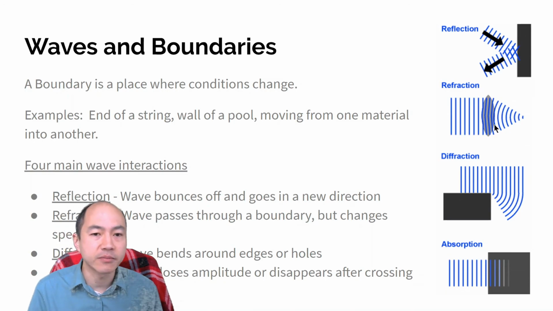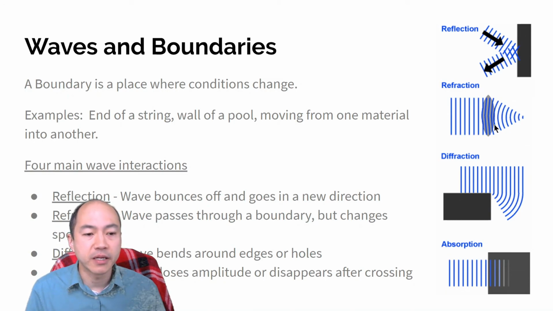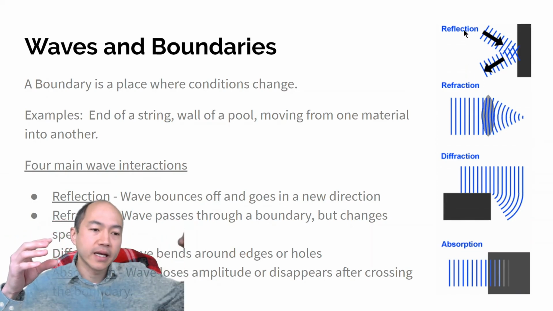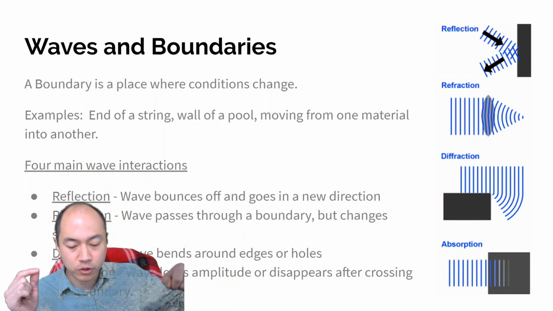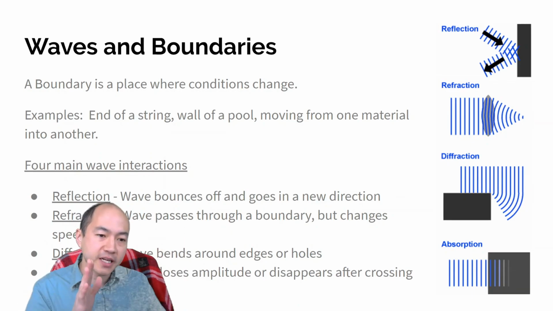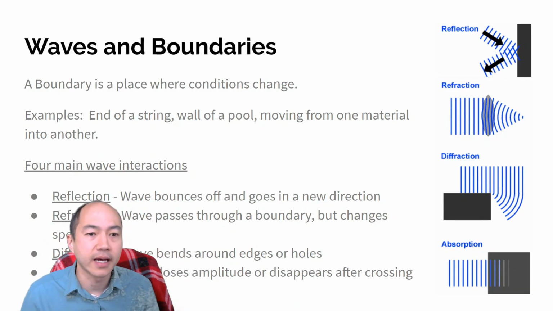And this happens anytime there's a boundary condition. So if I had, for example, two ropes tied together, one that's heavy and one that's thinner, and I were to create a wave on the thin rope and it hits the thick rope, there will be a reflection that happens when there's that boundary.